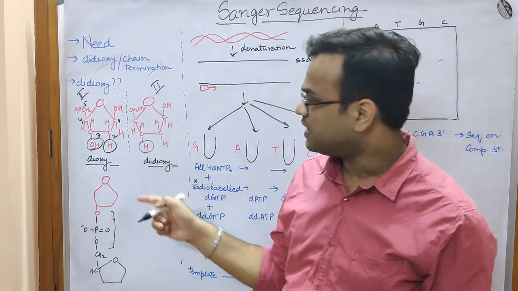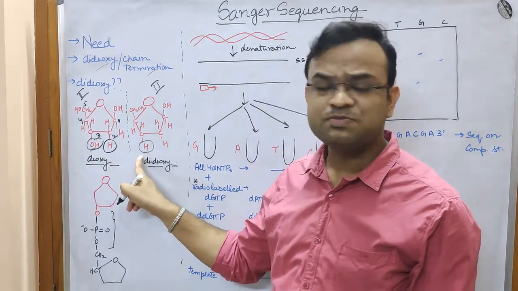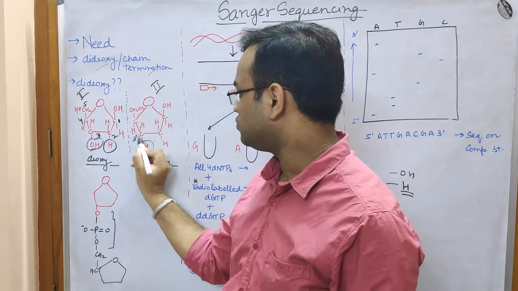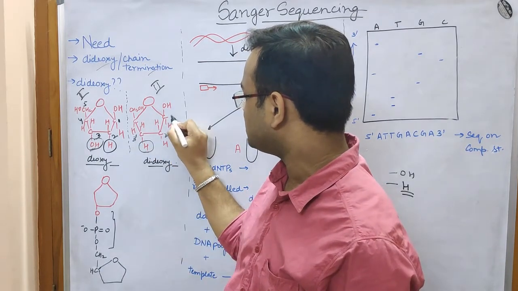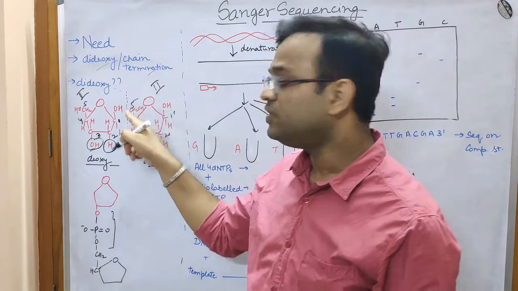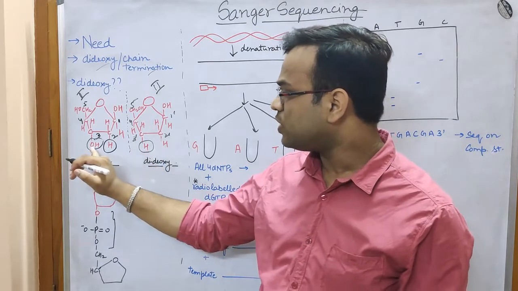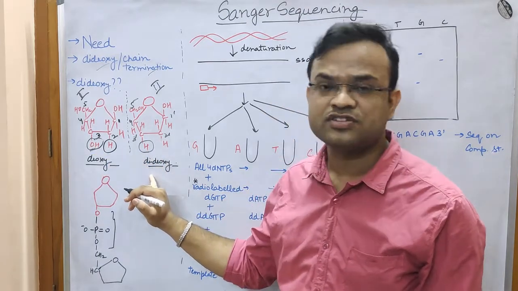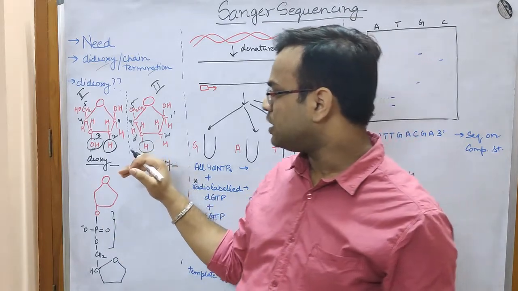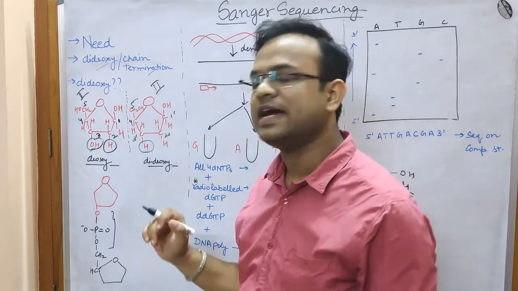Let us understand this again. At 3' position, OH was present, and this OH has been replaced by H at 3' position over here. So this is 3', this is 2', this is 1', this is 4, and this is 5. We are numbering the carbons, right? So at 3' position also OH has been replaced by H, therefore it is called dideoxy. Di means 2. Two OHs have been replaced by 2 H's, therefore it is called dideoxy.